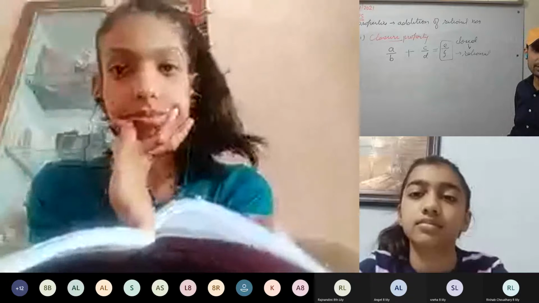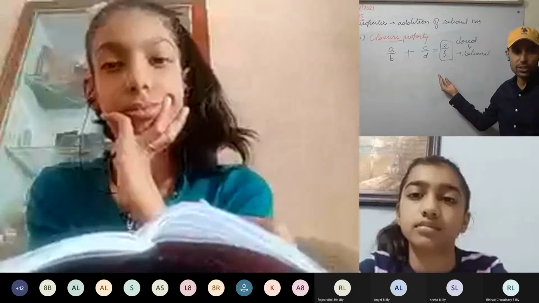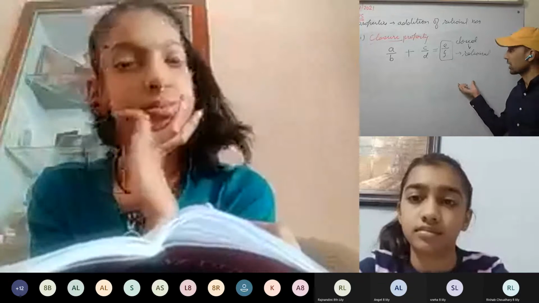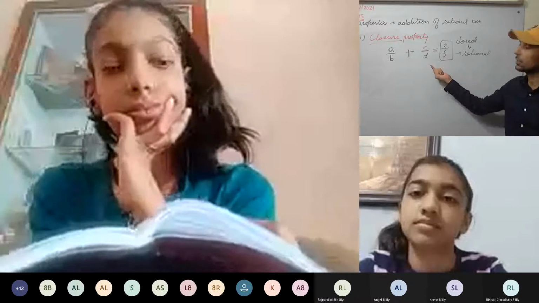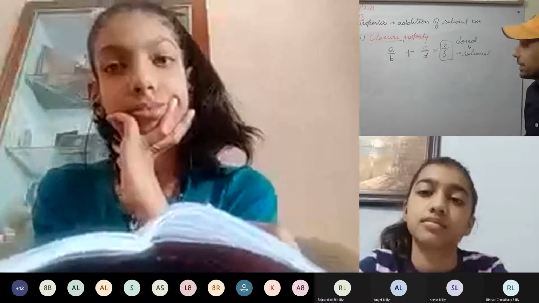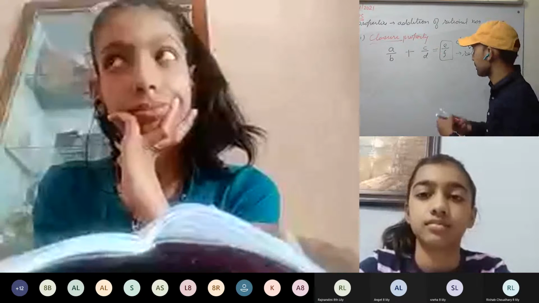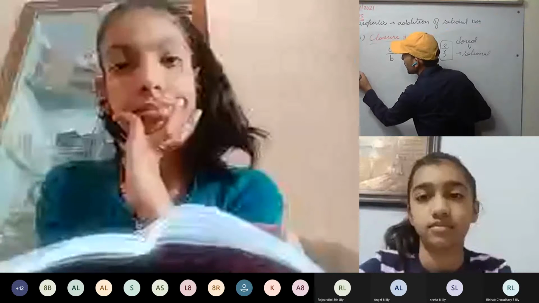We have also checked this. We have done sums of rational numbers and we have got rational numbers. So this is our first property, called the closure property. Second property, commutative property.